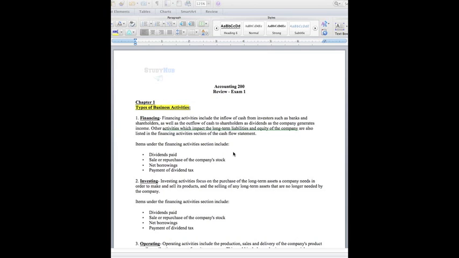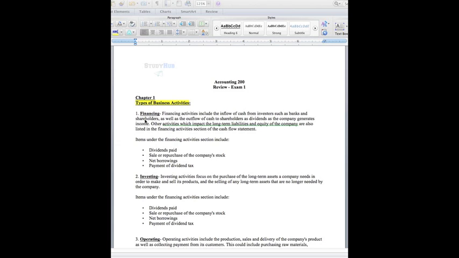So chapter 1, types of business activities. The three big types of business activities that you all are going to need to know for your exam are financing, investing, and operating. The easiest way to think about this is to separate the three and look at them one piece at a time.